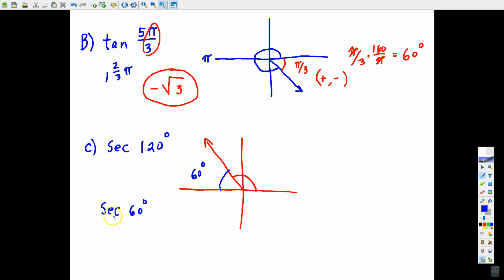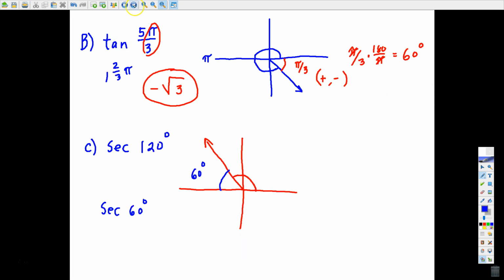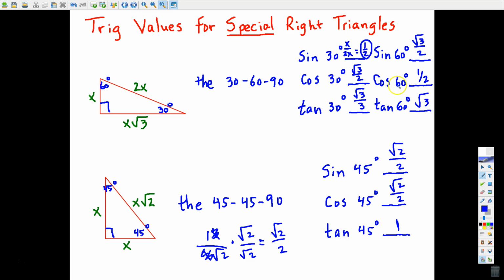Well, remember what secant is the inverse of? It's the inverse of cosine. So let's find out what cosine is. Going back to our special right triangle. Cosine 60, sorry, I said cosine secant. Cosine 60 is 1/2, okay?